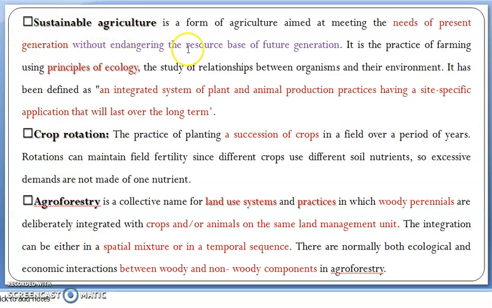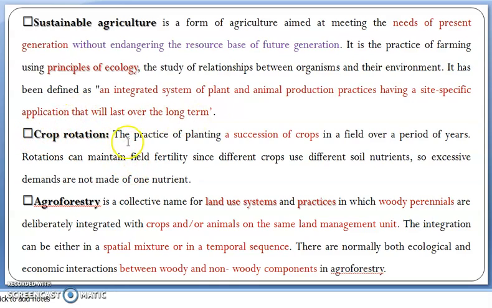Now sustainable agriculture. What is sustainable agriculture? Sustainable agriculture is a form of agriculture aimed at meeting the needs of the present generation. As the population is growing day by day, it must meet the needs of the present generation without endangering the resource base of the future generation. It is a practice of farming using principles of ecology, that is the study of the relationship between organisms and their environment. It has been defined as an integrated system of plant and animal production practices having a site-specific application that will last over the long term. So this is called sustainable agriculture. A long-term effect should be there in agriculture.